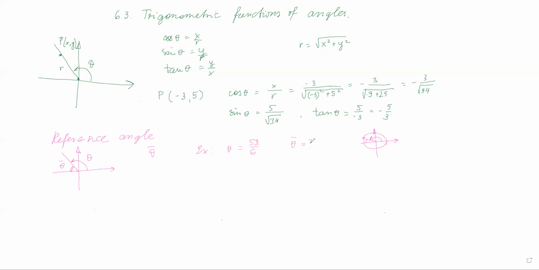So we calculate it by writing down pi minus 5 pi over 6. It's going to give us pi over 6. Reference angle is always going to be positive. Normal angle can be positive or negative. Reference angle is always positive.